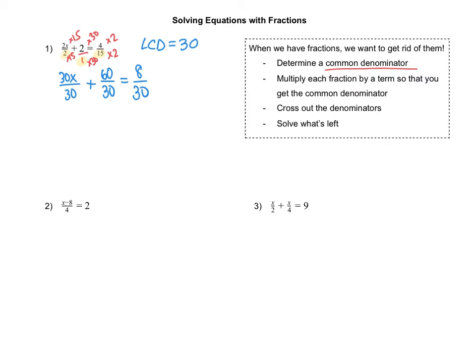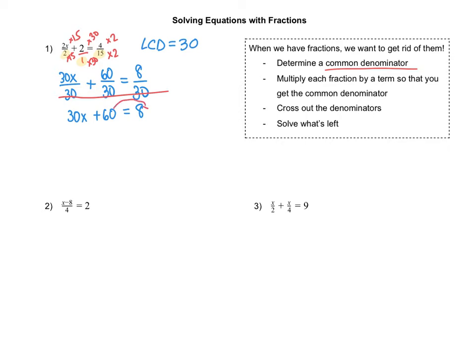The minute your denominators are the same, we can just cross them out and focus on the numerators, because as long as we make the numerators work in the equation, then we're good. But again, this can only happen once all of your denominators are the same. So now I'm going to rewrite what I have. I have the 30x, I have the plus 60, and equals 8. Now it looks normal. Now it's just a two-step equation.